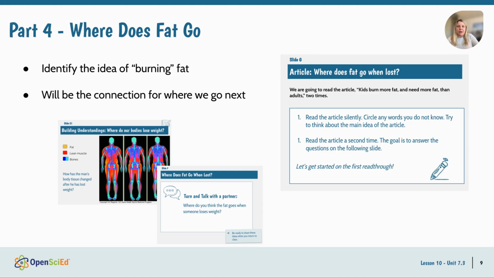The first key moment happens in part 4 of day 1, when the students are working through the reading about the idea of burning fat.